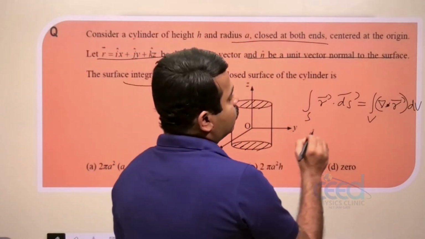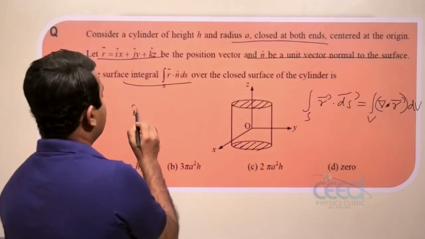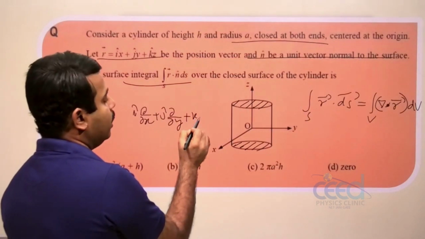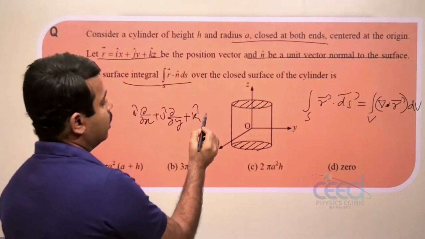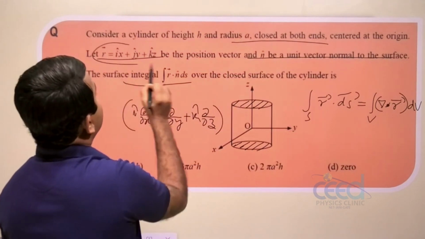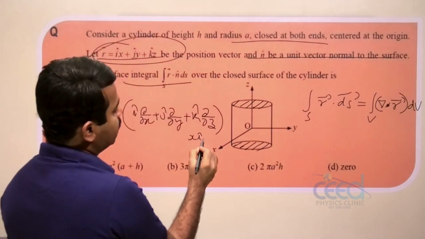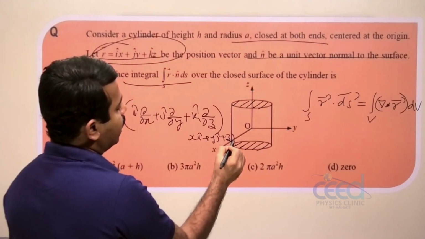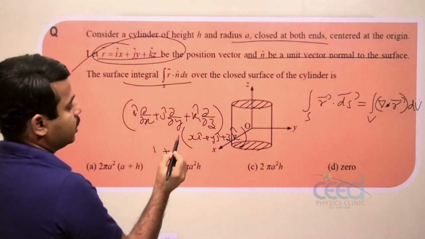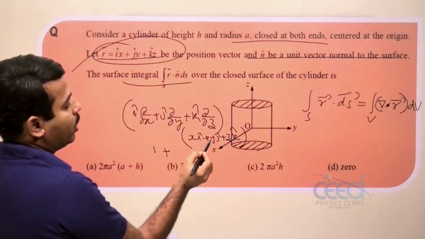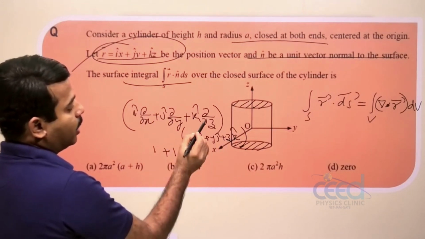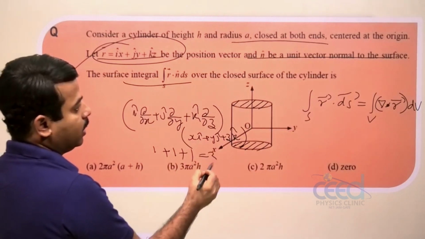Now see, what is div r? It is i cap dou by dou x plus j cap dou by dou y plus k cap dou by dou z. What is r? R is the position vector given here, that is x i cap plus y j cap plus z k cap. When you solve this, dou by dou x of x gives 1, i dot i gives 1, then 1 plus dou by dou y of y gives 1, j dot j gives 1. That means again 1. Similarly z also gives 1. Then 3 is the answer.